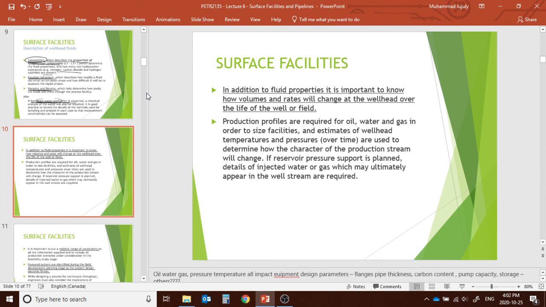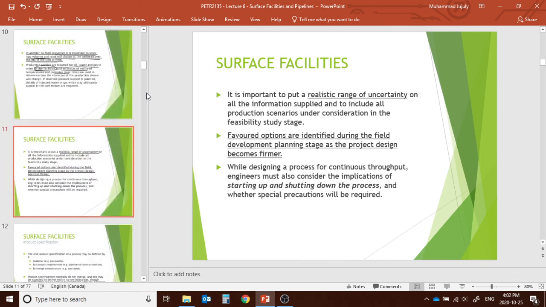In addition to the fluid properties, it is also important to know how much the volumes and rates will change at the wellhead and over the life of the field. The production profiles are required for oil, gas, and water in order to size the facilities. You remember the term we use, equipment sizing? So this is another important part. Now, it is important also to put a realistic range of uncertainties in the scenario. And when we design at the field development planning stage, the project design becomes firmer.